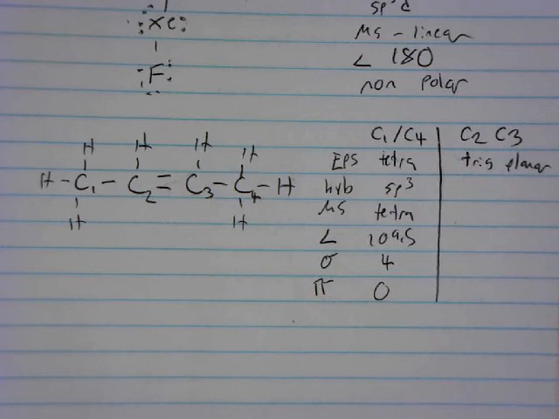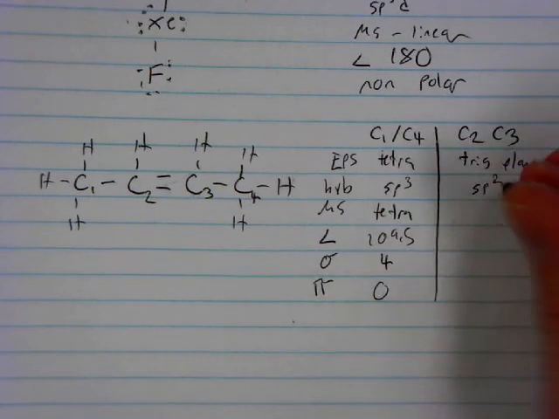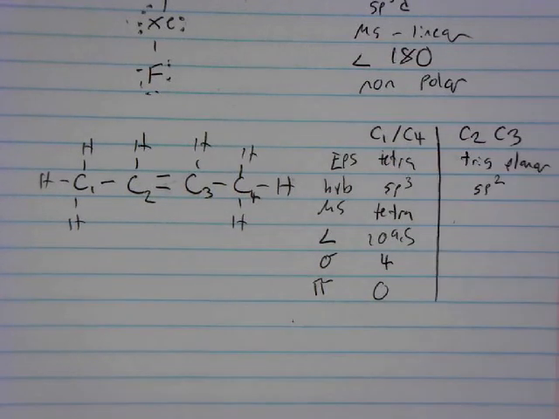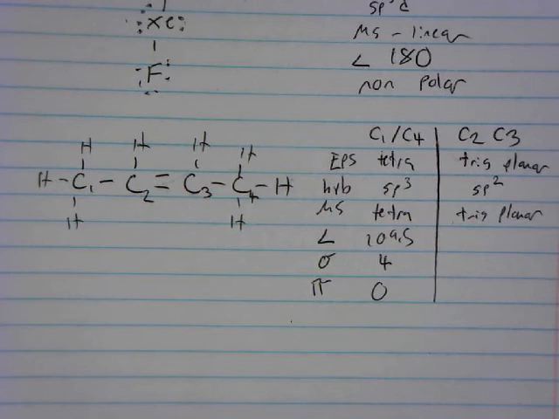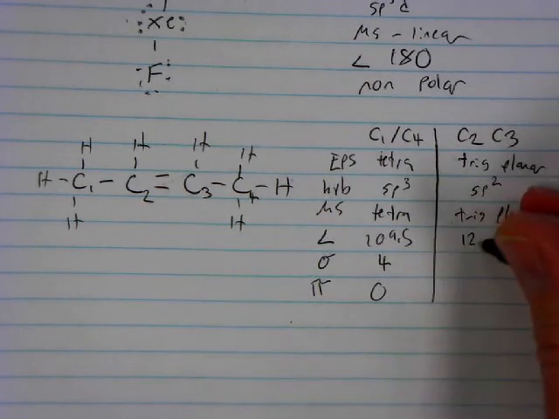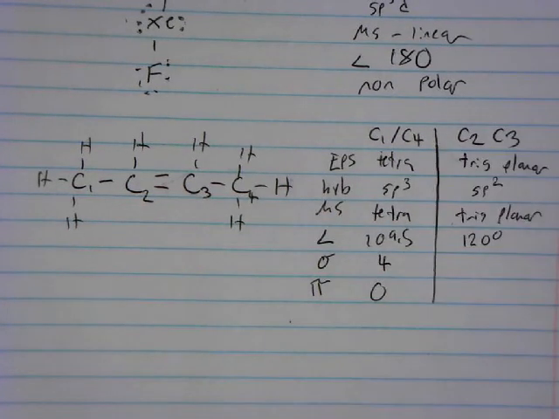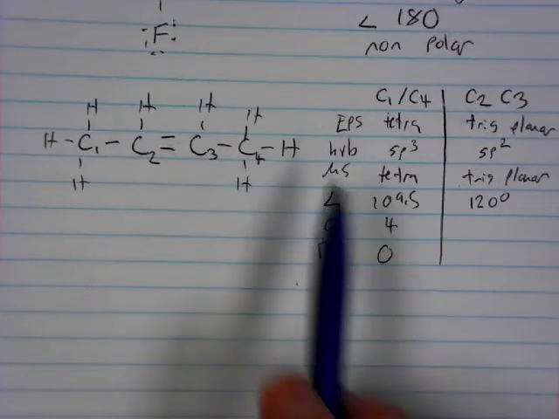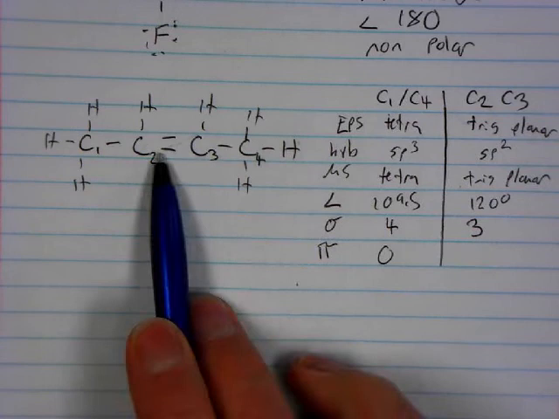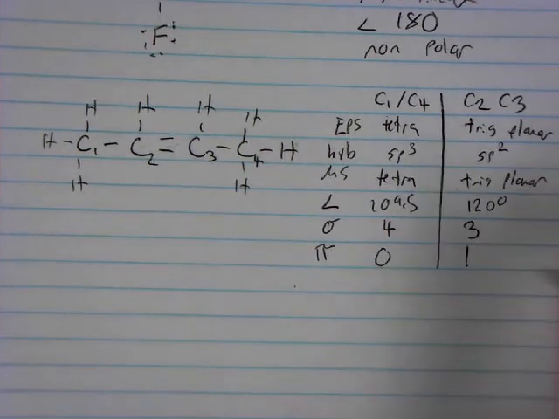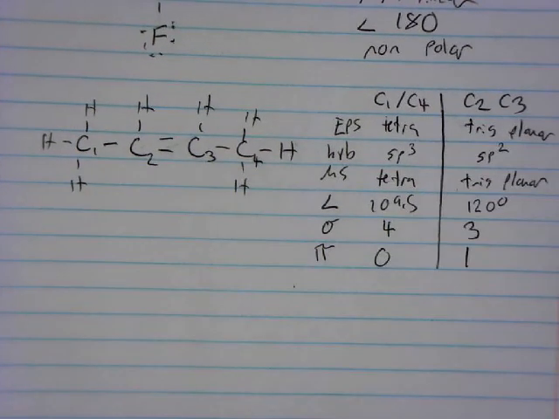Here we go, C2, C3. EPS is? Trigonal. How many things are connected? There's 3 bonding sites, but there are 4 things. A double bond is only 1 bonding site, so it's trigonal planar. Hybridization is sp2. Molecular structure is trigonal planar. There are no lone pairs. Angle is 120.